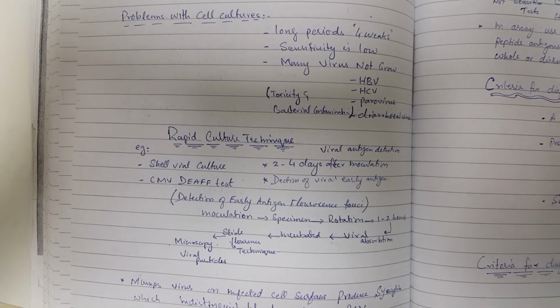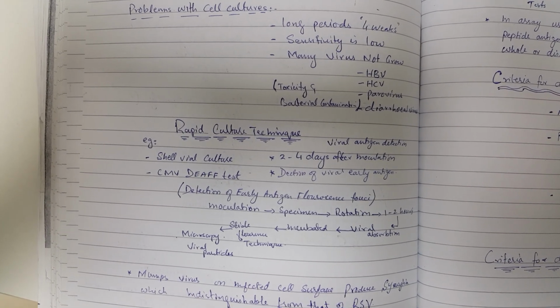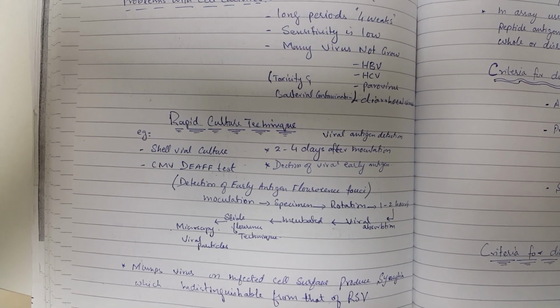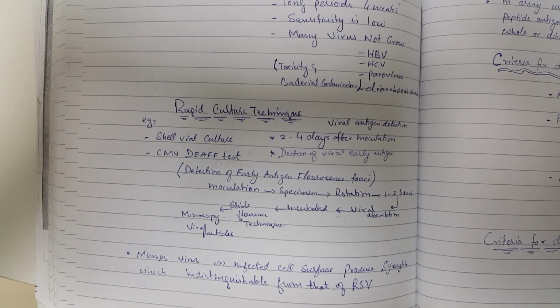Inoculation: basically we inoculate the specimen and rotate it for 1 to 2 hours, and then viral absorption occurs and we incubate. After the incubation, the slide fluorescent technique is used in microscopy. A viral particle can be observed.